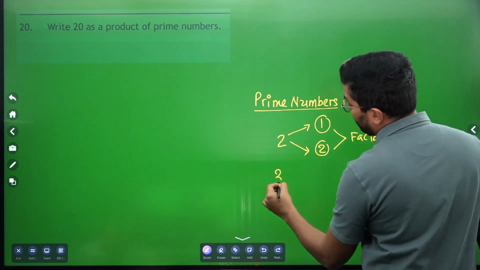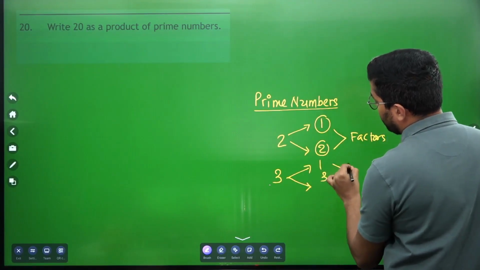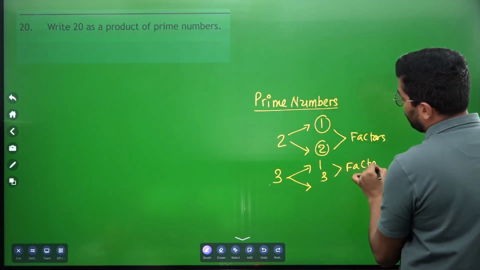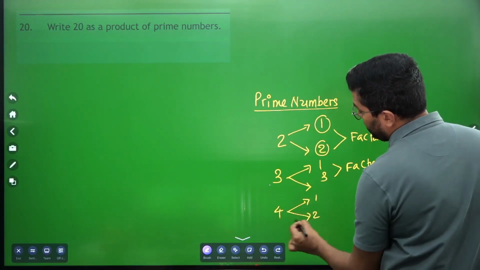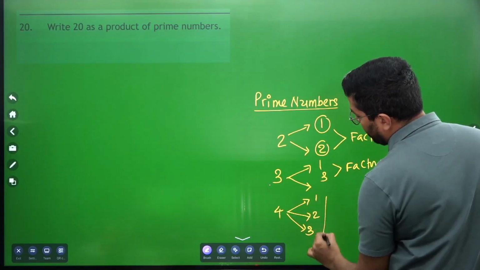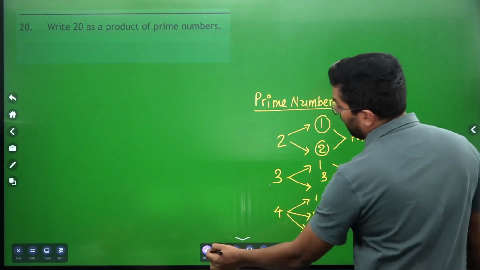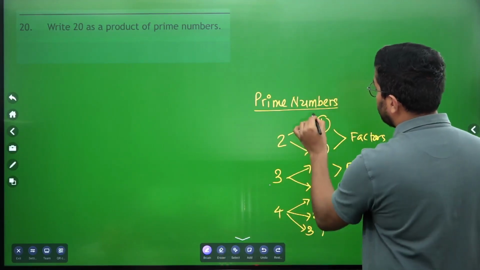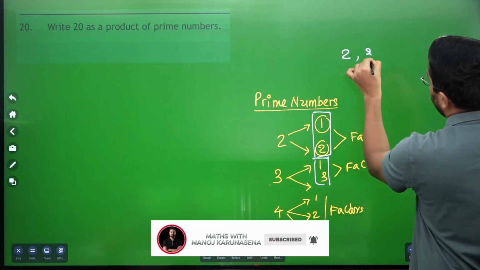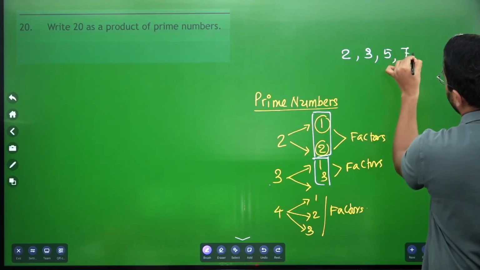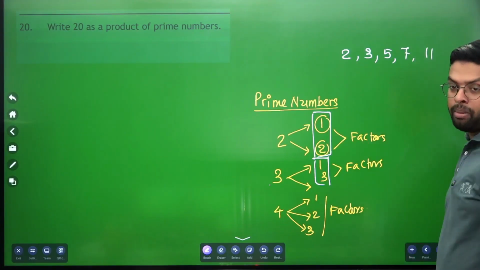When you consider 3, what are the factors of 3? 1 and 3. These are the factors of 3. When it comes to 4, what are the factors of 4? 1 is a factor, 2 is a factor, 4 is a factor. So we have 3 factors for 4, right? Prime numbers only have 2 different factors. So 2 is a prime number, 3 is a prime number, 5 is a prime number, 7 is a prime number, 9 is not a prime number, 11 is a prime number.